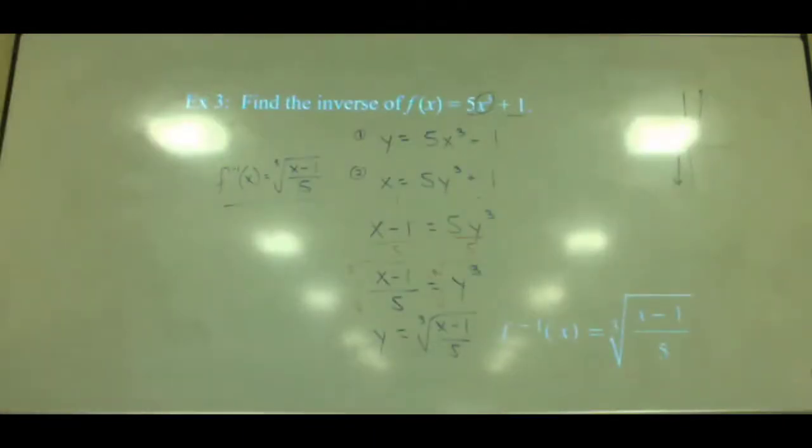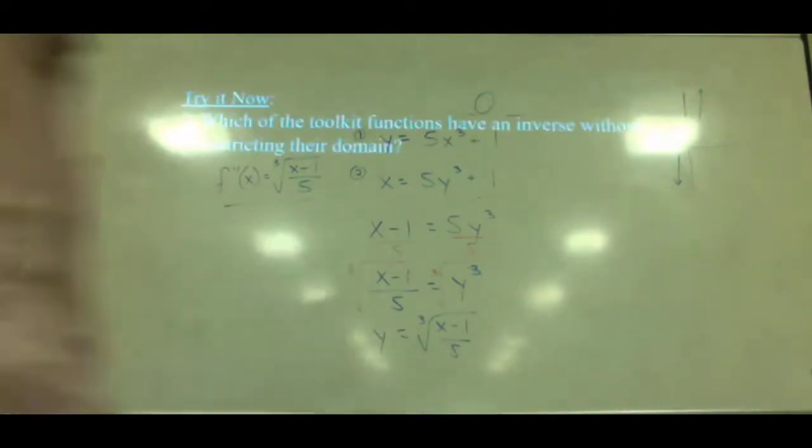Okay, so cube root of (x minus 1) over 5. Does that make sense? Notice the steps are the same whether we have the horizontal line test or not, right? We do the steps the same way. All right.